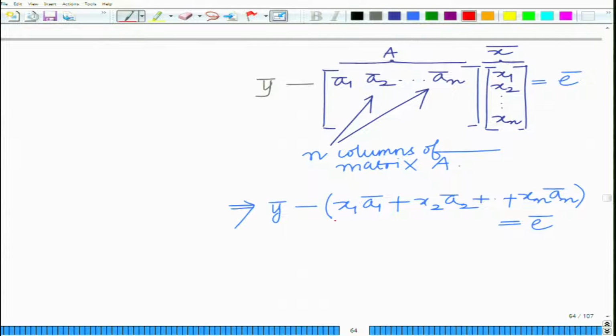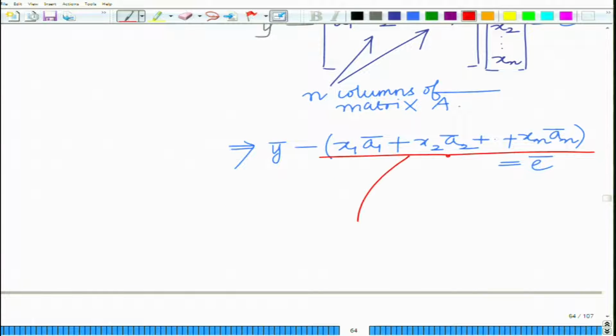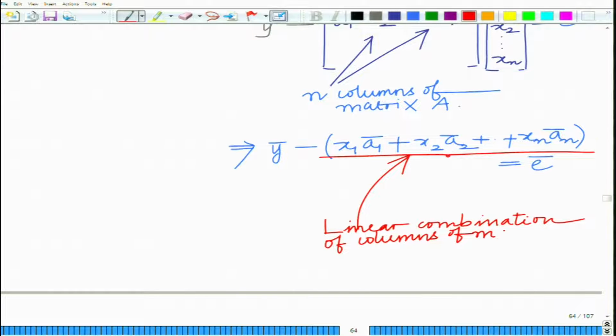And now if you look at this, x1 times a1 bar plus x2 times a2 bar, so on until xn times an bar. Now this is nothing but a linear combination of the columns of matrix A. This represents a linear combination of the columns of the matrix A.